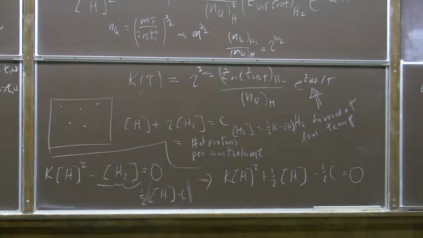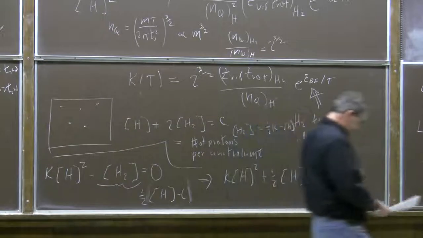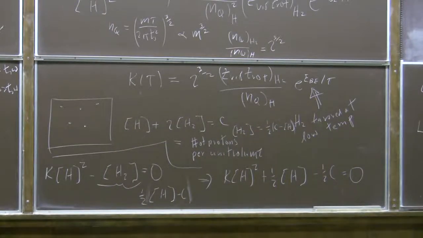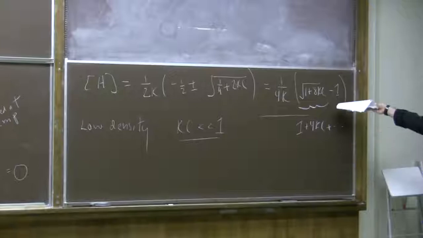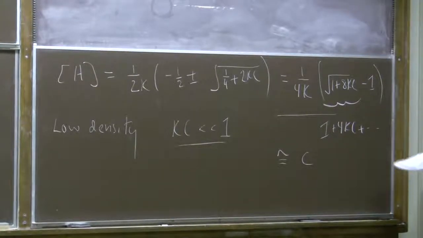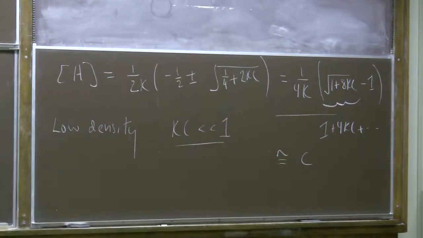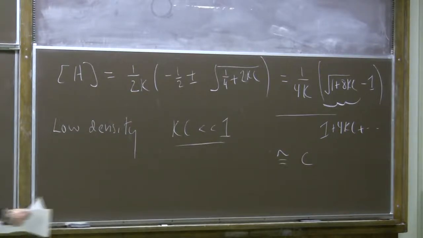So just to check that we didn't make a mistake, we can consider the limit of low and high temperature or low and high concentration. At low density, which means that C, the concentration of protons, is small, that means I can take Kc to be much less than 1, and then I can expand the square root as 1 plus 4Kc plus higher order. So then when I divide by 4K, it's just approximately C. So low density means we have very little molecular hydrogen. It's almost all atomic hydrogen. But if we want to find the amount of molecular hydrogen, we can go back to the law of mass action.